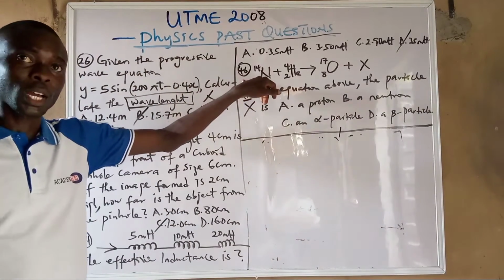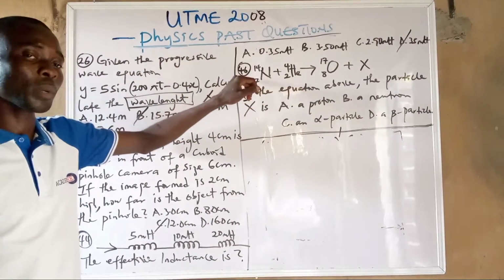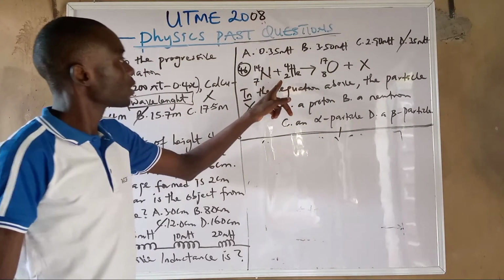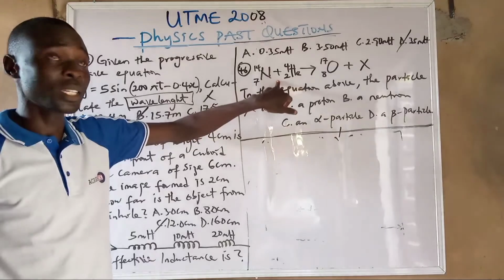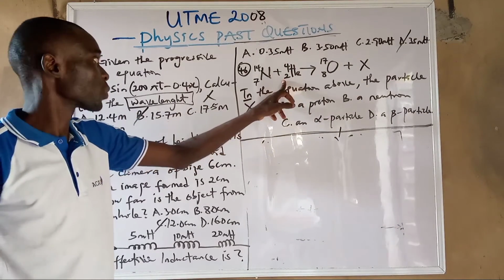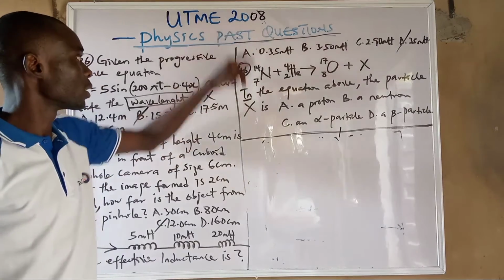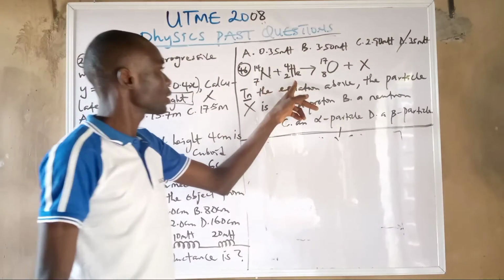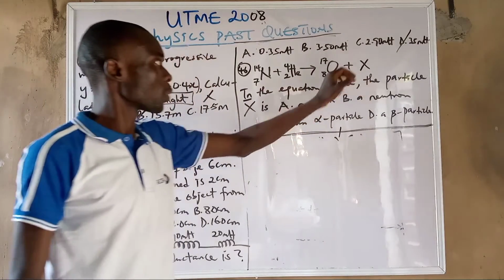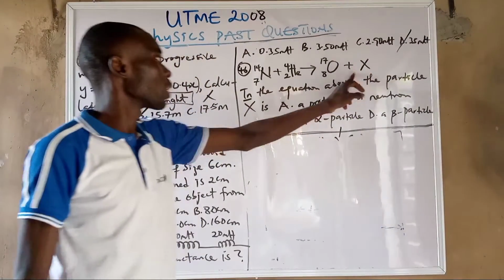This is a question under radioactivity, which is talking about nuclear physics. This is a form of alpha decay, where helium represents the alpha particle. It's number 46 for that year. We have that when helium reacts with nitrogen, an oxygen isotope is produced plus a particular element.